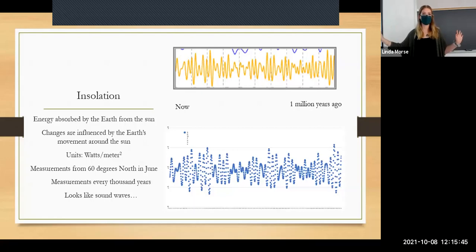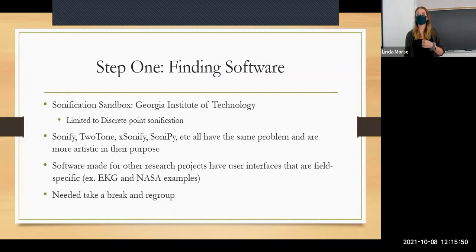So the first step for my research was finding software. I figured there had to be software that I could just put the data into and it would make a sound. And yes, technically there is. The Sonification Sandbox, which is made by the Georgia Institute of Technology. It's actually from their psych section, which is really cool, but you can only do discrete point sonification with it. So you could put all these data sets in from the previous slide, and you'll hear 1,000 individual little plunks.